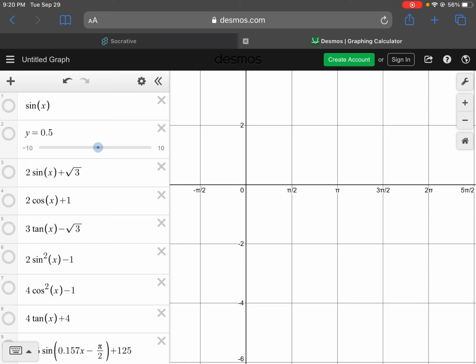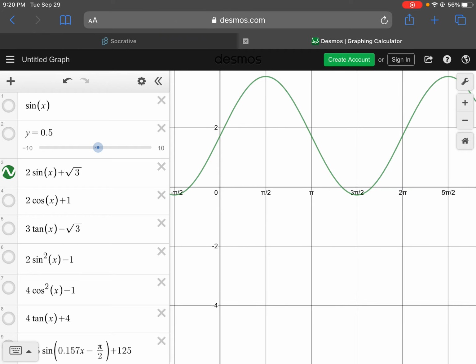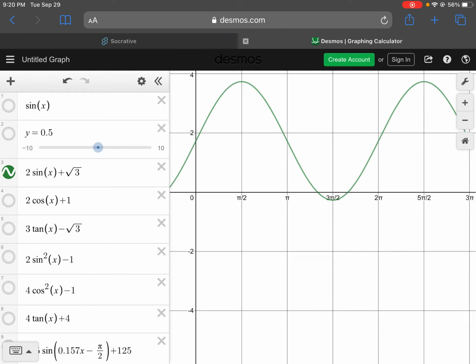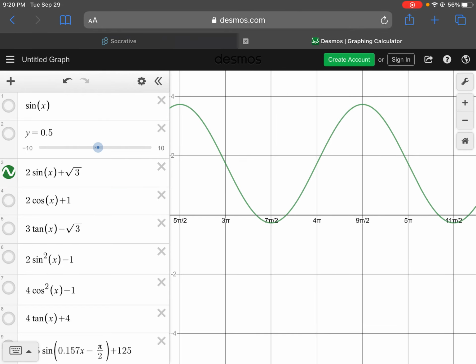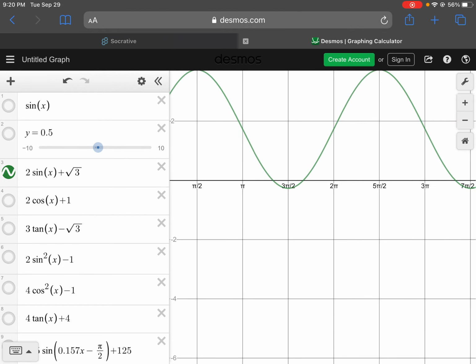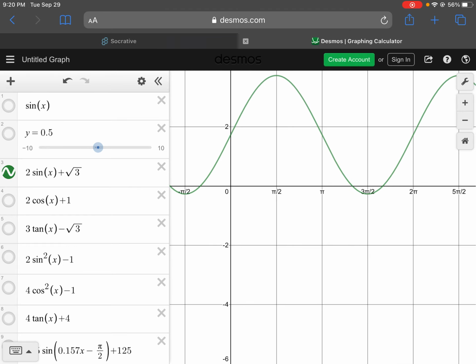Now in Desmos, we always want to use x as the variable, even though the problem says theta. So 2 sine of x plus square root of 3. And we want to check where our sine curve crosses through the x-axis. It's going to cross through at 4 pi over 3 and 5 pi over 3. Notice I would have infinitely many solutions, but we are cutting off the domain at 2 pi. So the only answers between 0 and 2 pi are 4 pi over 3 and 5 pi over 3.